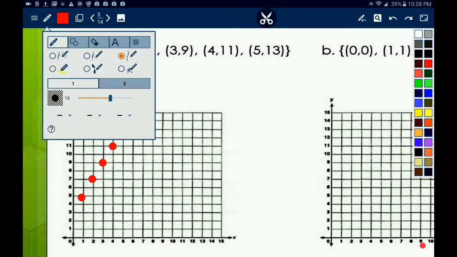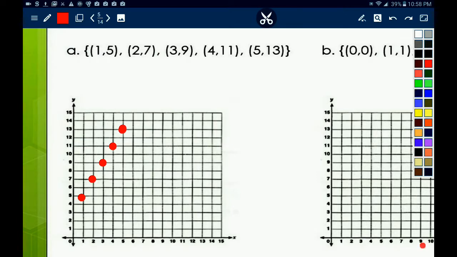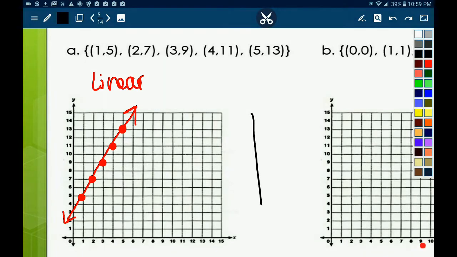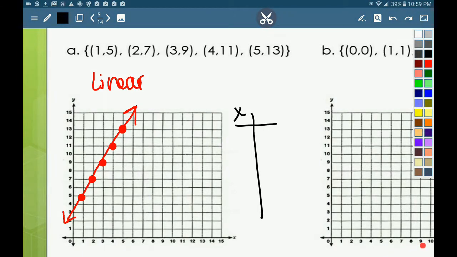I'm also going to connect them. If the directions don't say you have to connect the dots, it's not going to be a requirement, but you should be forming a line and putting an arrowhead on both sides. Okay, now since this is a straight line, this is going to be linear. You can also place your points in a table and calculate the rate of change.